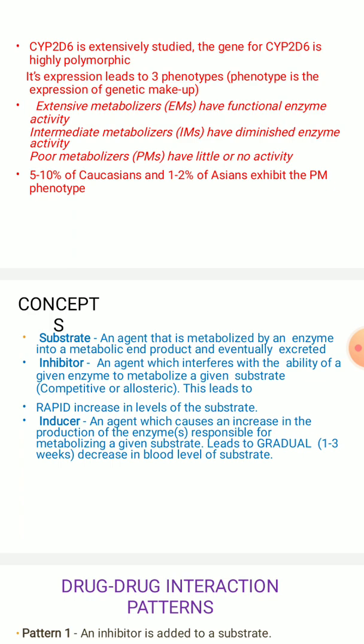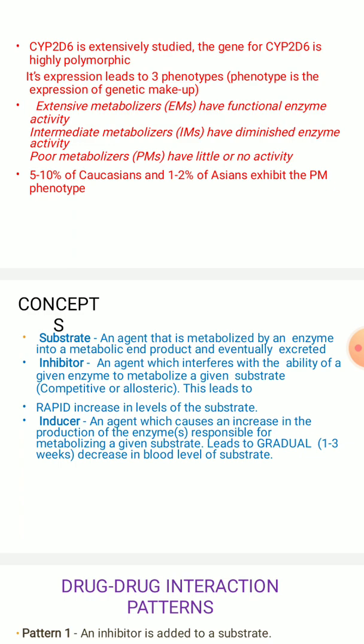So what about the inhibitor action here? An inhibitor is an agent which interferes with the ability of a given enzyme to metabolize a given substrate, which leads to a rapid increase in the level of the substrate concentration. You can see here that this inhibitor molecule competes with the substrate molecule for the site on that particular enzyme, which may be an allosteric site, or we can call it a competitive inhibitor. This leads to a rapid increase in the level of the substrate molecule, right? So this is how the inhibitor shows its ability to react with the enzyme at its active or allosteric site.